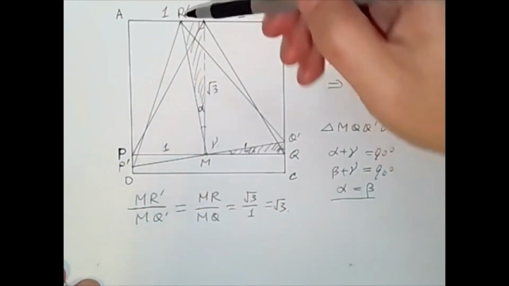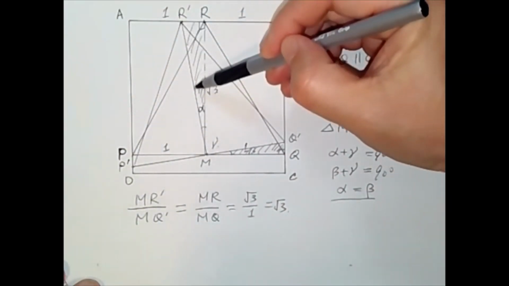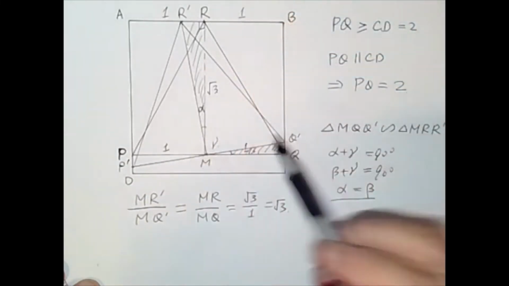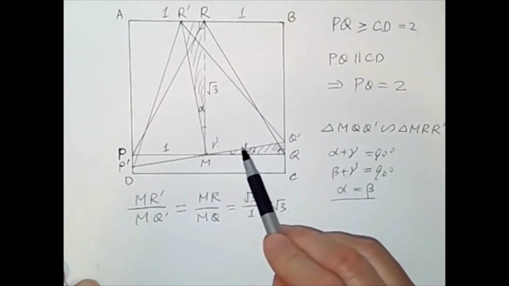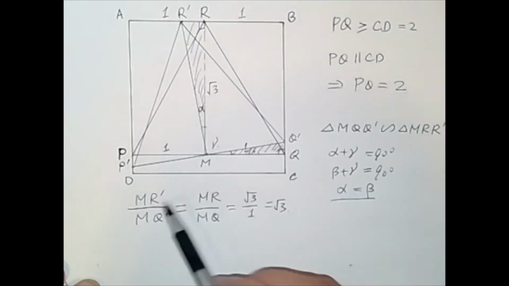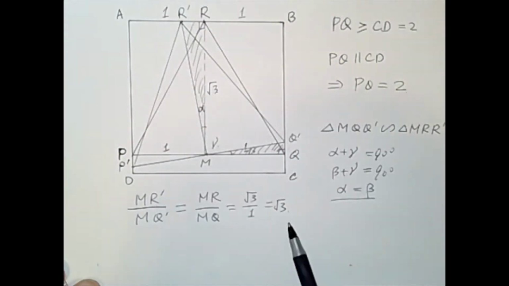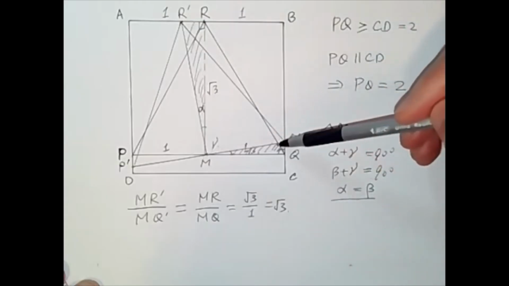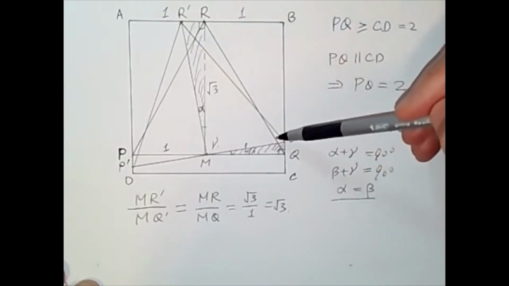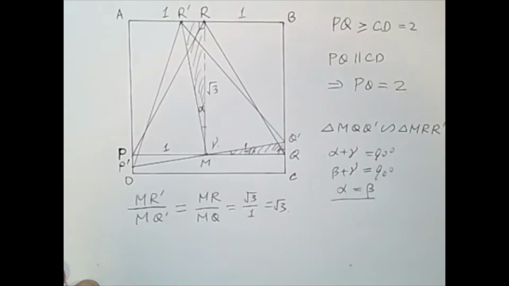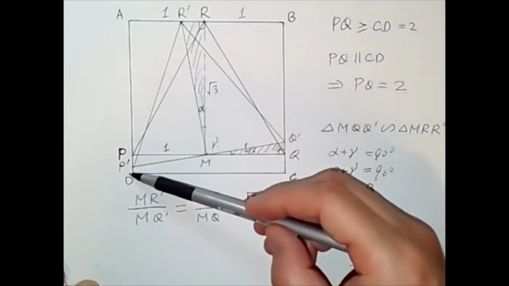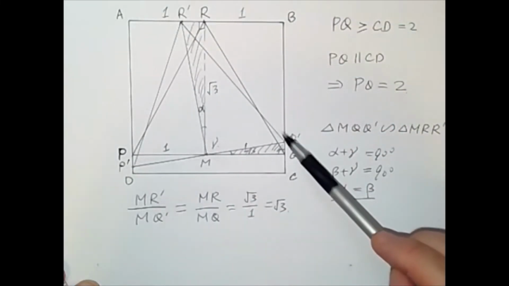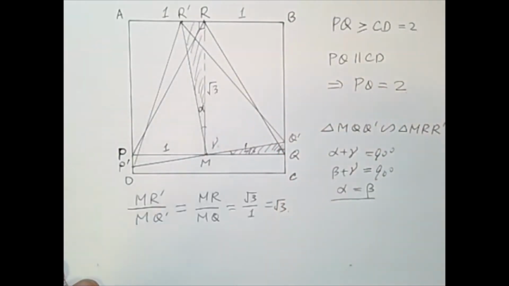Now you can see R prime M divided by Q prime M, this divided by this, is square root of 3. Then clearly we see R prime Q prime is a 30, 60, 90 degree right triangle. So in other words, the whole big triangle P prime Q prime R prime is equilateral. That is our objective.